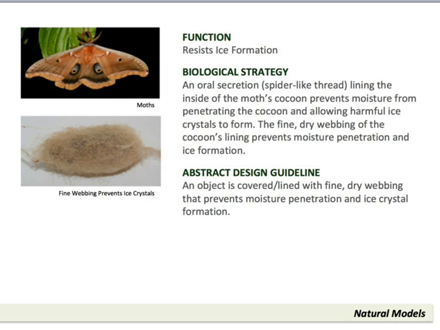So a designer could look at this natural strategy and think, okay, an object is covered with some sort of fine lining, like a dry webbing, that prevents moisture penetration and ice formation.